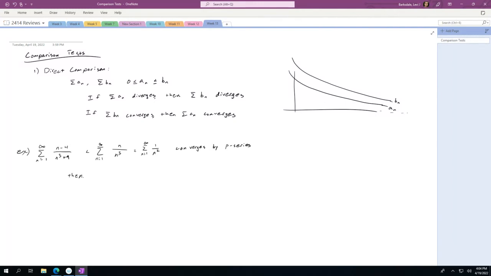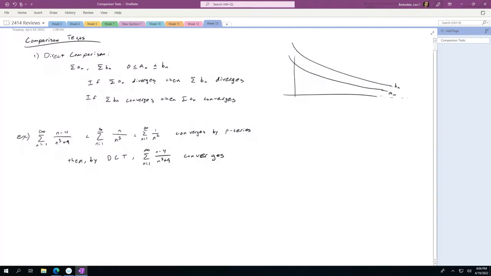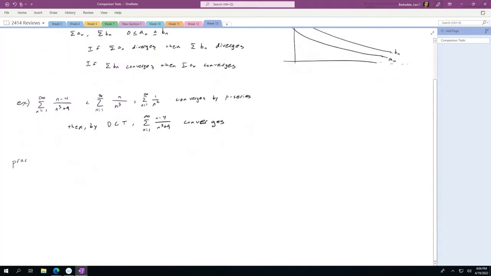Then we can say by direct comparison test, which you'll often see abbreviated DCT, that the sum from n equals 1 to infinity of n minus 4 over n cubed plus 9 converges as well. Go ahead and try a quick practice problem. See if you can determine the convergence of the sum from n equals 2 to infinity of sine squared of n divided by n cubed minus 1. And I'll give you a couple minutes to work through that.